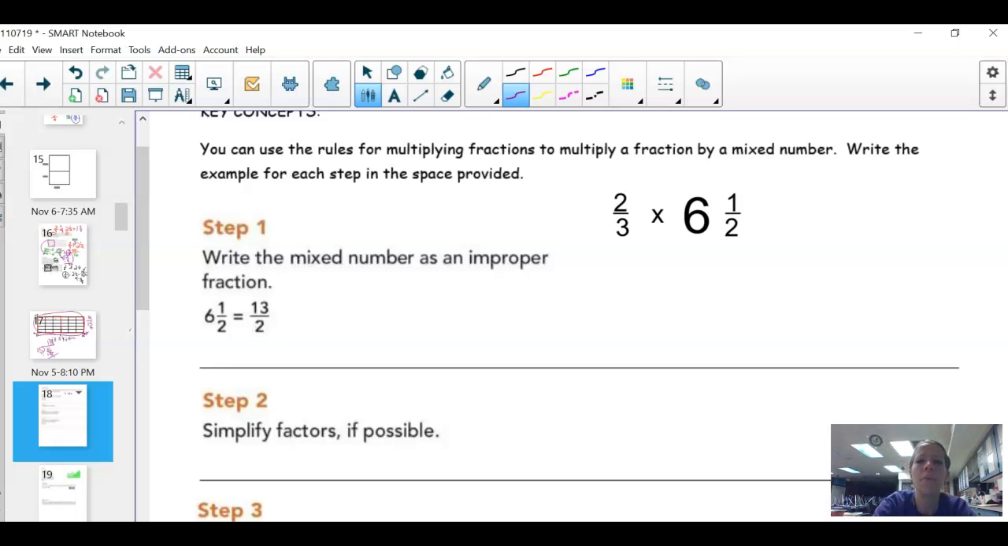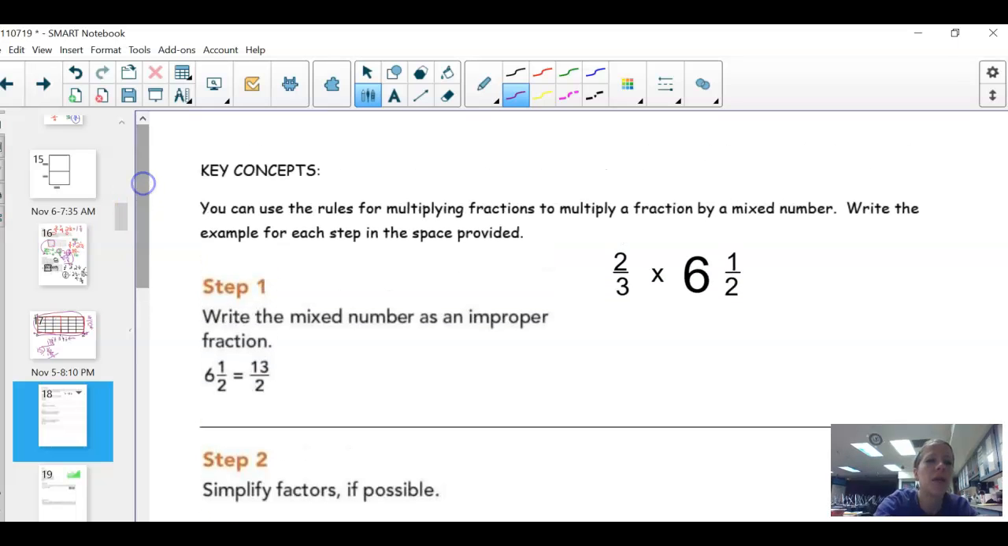So remember, now I'm on the next page. So look at your key concept. Okay, in Math A, we went through this, but in Math B, we didn't yet. Okay, so I'm going to go through this again.